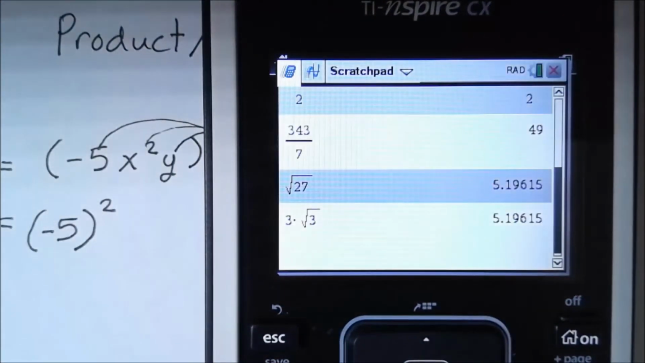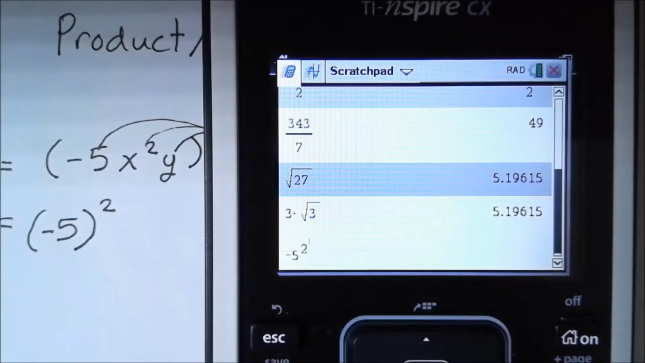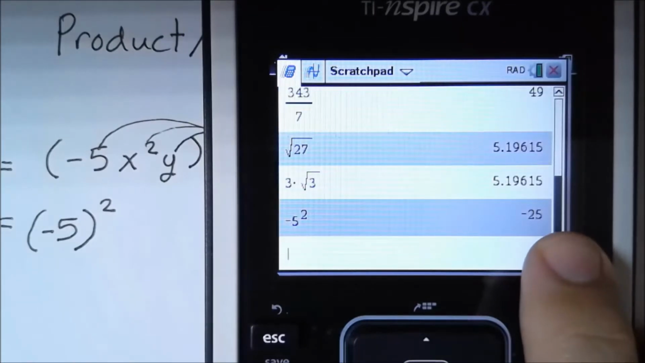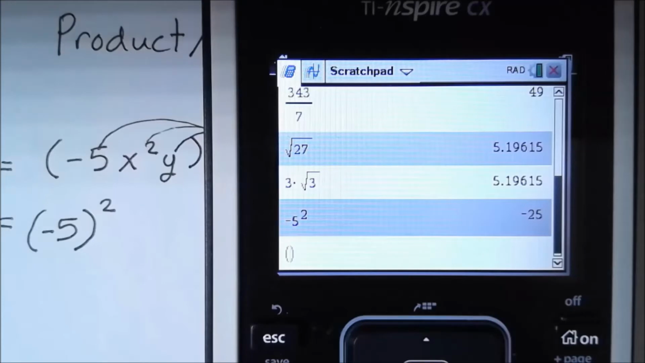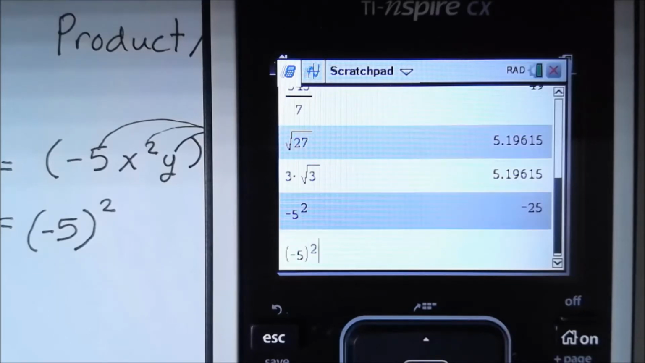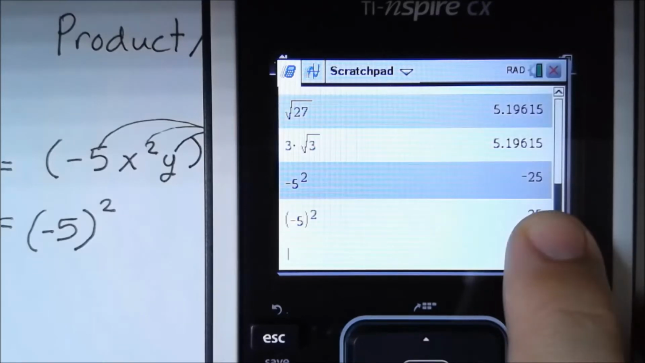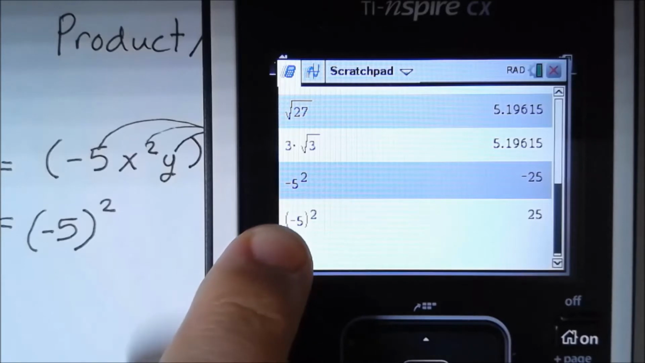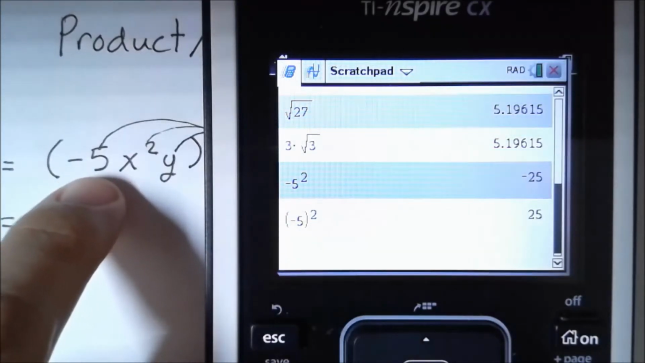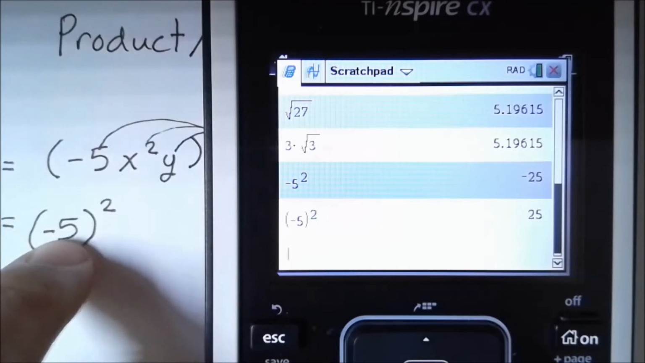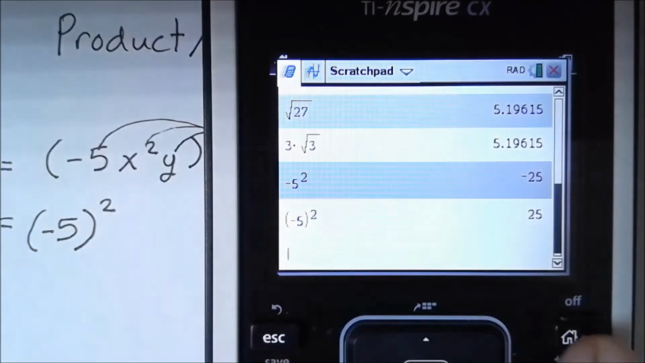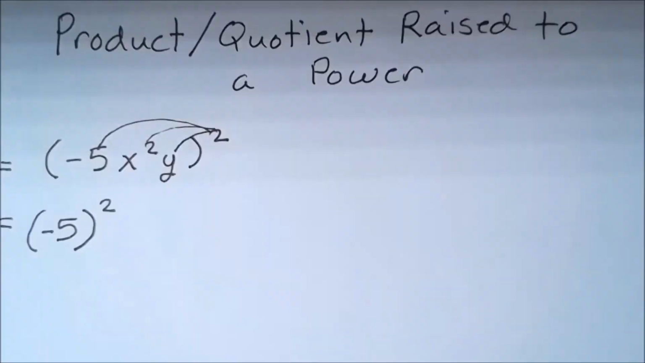If I were to just say negative 5 squared, it gives me negative 25. But if I were to say negative 5 inside of parentheses squared, it's going to give me a positive 25. So if we're using this particular rule and our negative integer is inside of a parenthesis, make sure that when you write it and you multiply that power to it, it is also still remaining inside of a parenthesis.